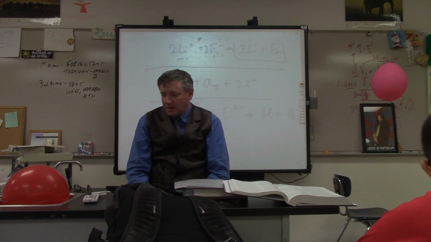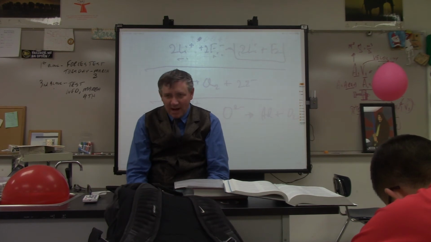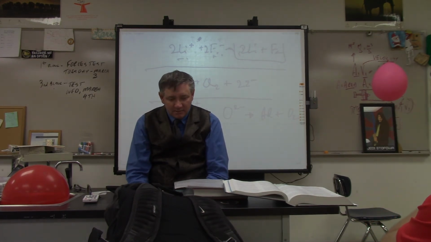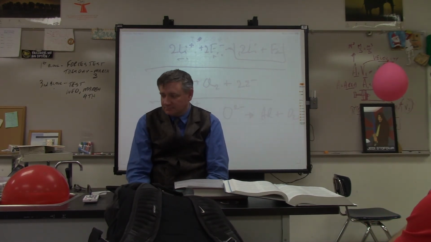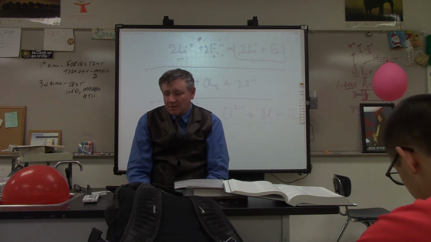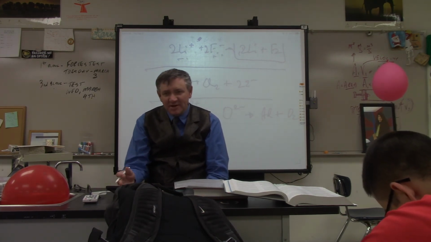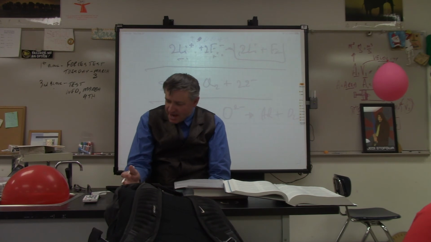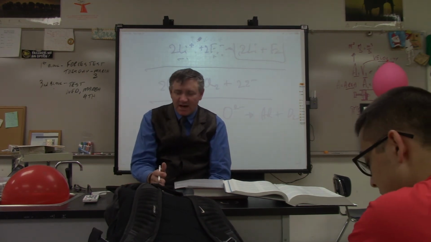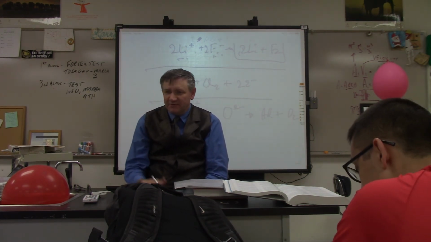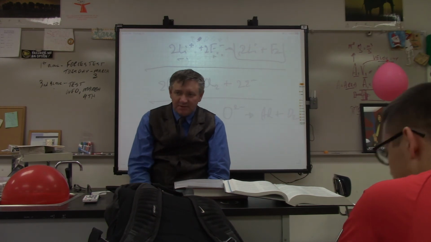That's it? Yeah, but you have to balance it. I mean, I can do that. I can't do that. This is such a train wreck. Look, do the half reactions. Do the half reaction for aluminum, do the half reaction for the oxide. And then find your common number of electrons.